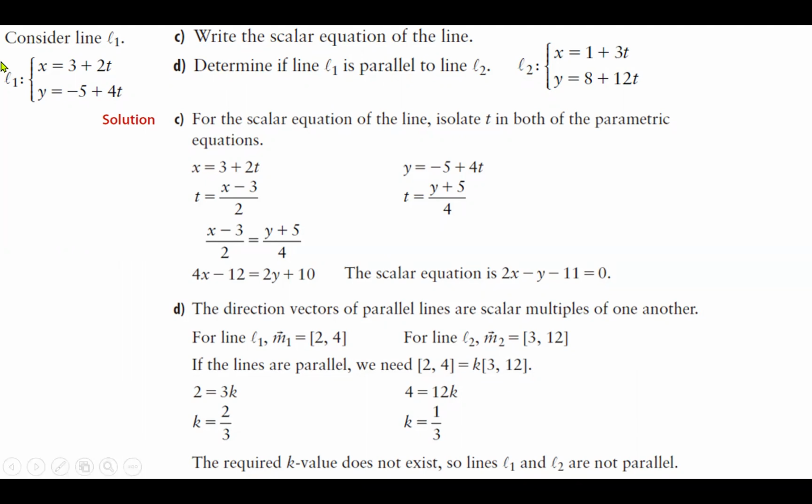So according to these equations, we have (x minus 3) over 2 equals (y plus 5) over 4. That's the connection between x and y, the two coordinates. And we can simplify this to 4x minus 12 equals 2y plus 10. Then we know the scalar equation of this line is given by 2x minus y minus 11 equals 0. Okay, any questions?